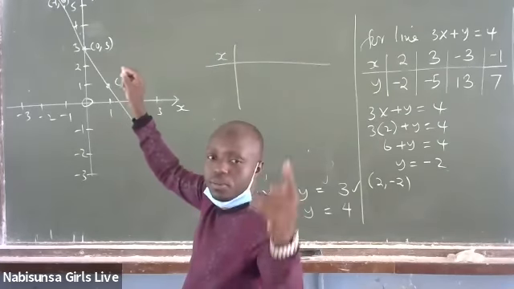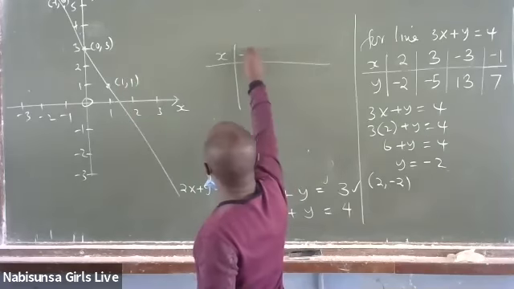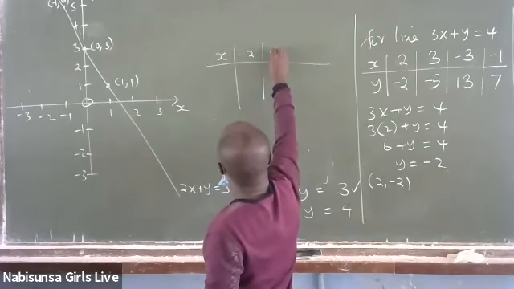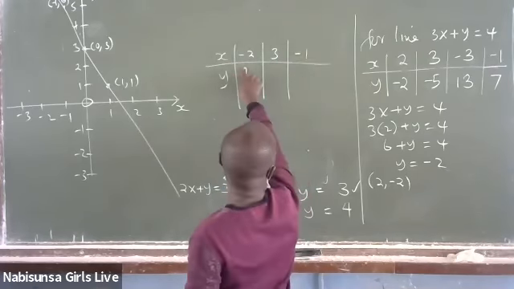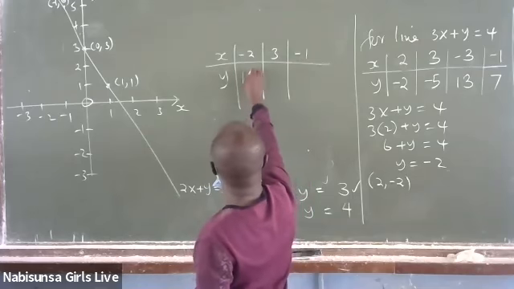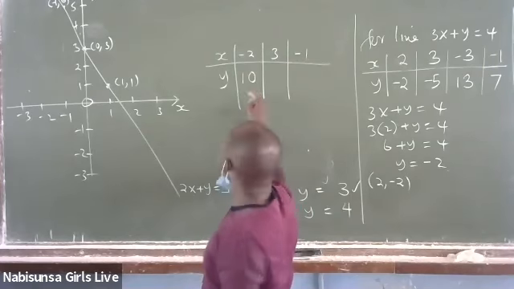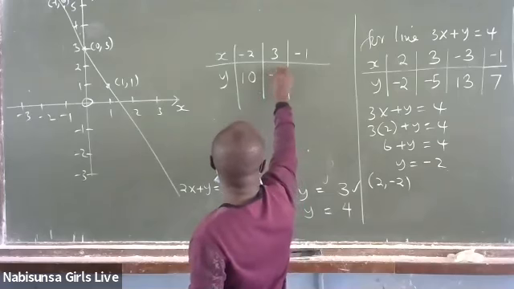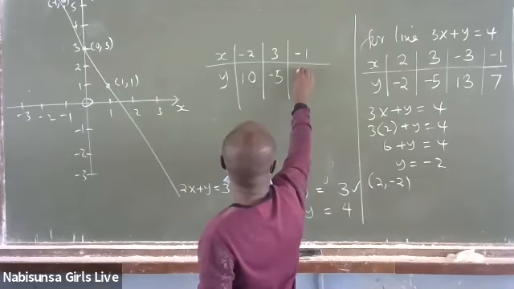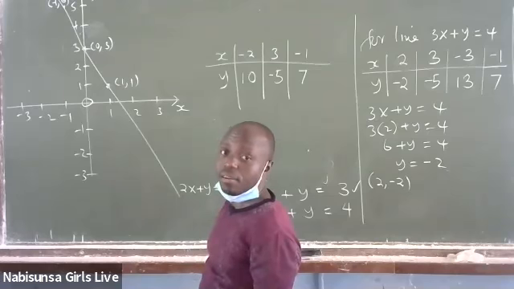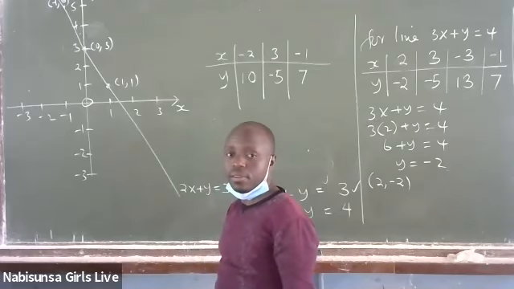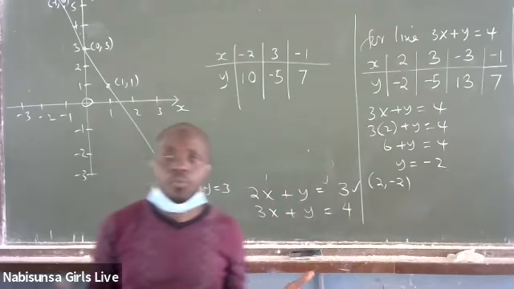Wait a minute. What x did you use? -2, 3, and -1. So here you got 10, then -5, and then 7. Yes. But they're not in a straight line.